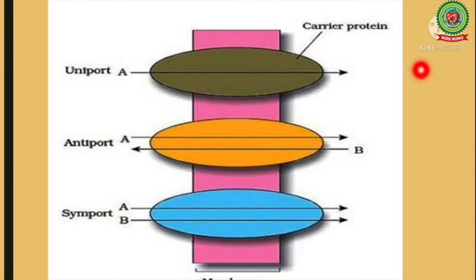In this figure, we can see these are the carrier proteins which are embedded in the membrane. Now, this arrow shows the movement of molecules only in one direction, and antiport here the opposite arrows show both the molecules move in opposite direction, and in symport both molecules cross the membrane in the same direction.